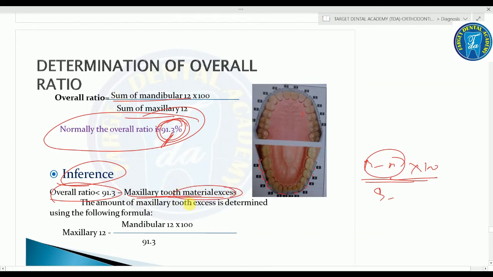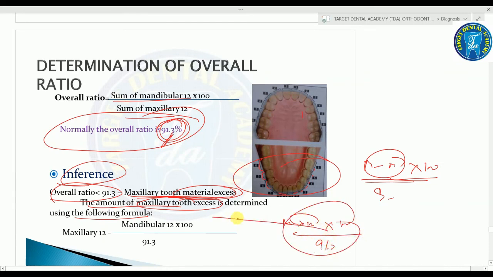there is a maxillary tooth material excess. The amount of the maxillary tooth material excess is determined by the formula: the mandibular 12 into 100 divided by 91.3. This is used to determine the maxillary tooth material excess.